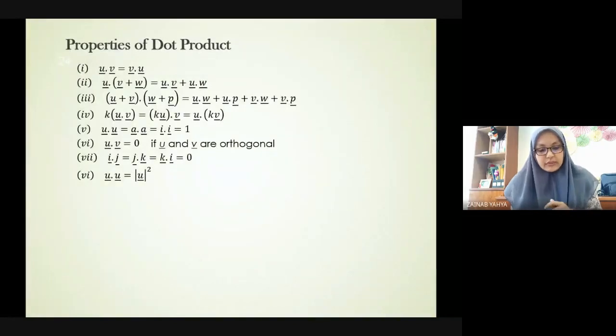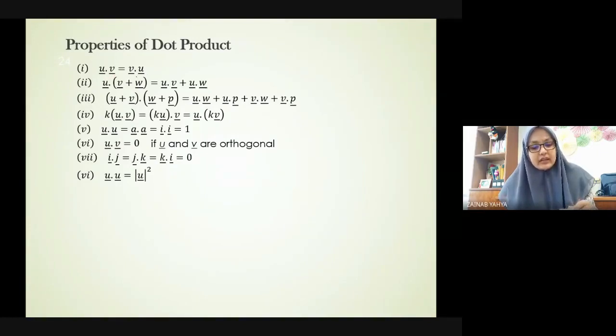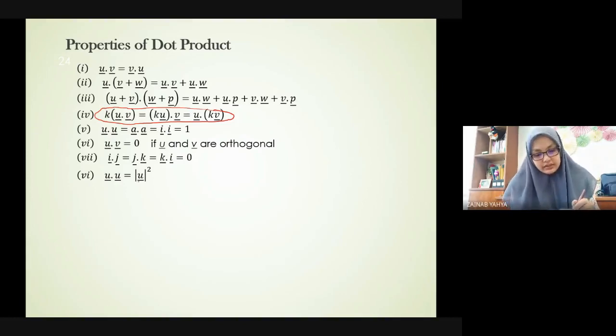Okay, so these are the properties. u dot v equals v dot u. It doesn't matter which one you put in front. Okay, so this is associative. This one, the example just now, it's the same. Whether you perform u dot v first or multiply k u first, you still get the same thing. So these are the properties of dot product. You can go through them one by one.